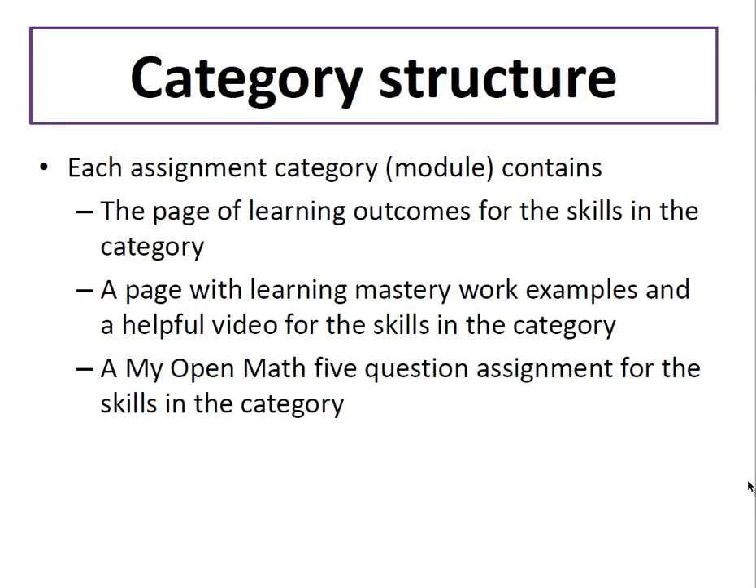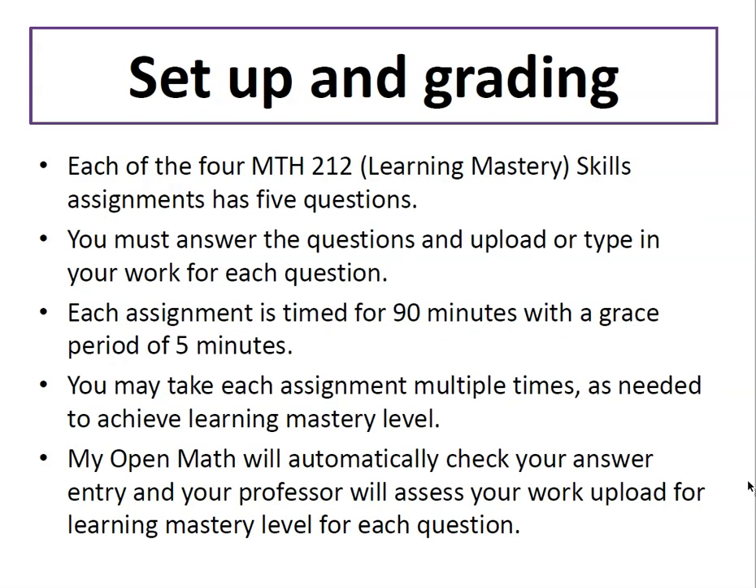Each assignment category module contains a page of learning outcomes for the skills in the category, a page with a work example and helpful video, and the 5-question assignment. Each of the assignments has 5 questions. You must answer the questions and upload or type in your work for each question. Each assignment is timed for 90 minutes with a grace period of 5 minutes. This just makes sure the assignment properly closes. You may take each assignment multiple times as needed to achieve a learning mastery level. The testing system, MyOpenMath, will automatically check your answer entry, and your professor will assess your work upload for learning mastery level for each question.